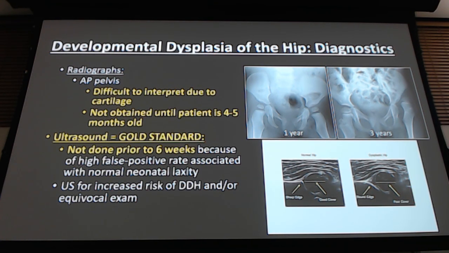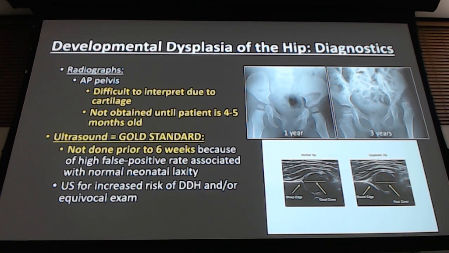So does that look shortened to you there? Does that look shortened to you over there? Yeah, it looks short, right? So do you think we get X-rays? You would say, well, we've got to wait 4 or 5 months to get an X-ray. No, we don't. We get an ultrasound. But wait, there's a complication to that. You can't get an ultrasound prior to 6 weeks.